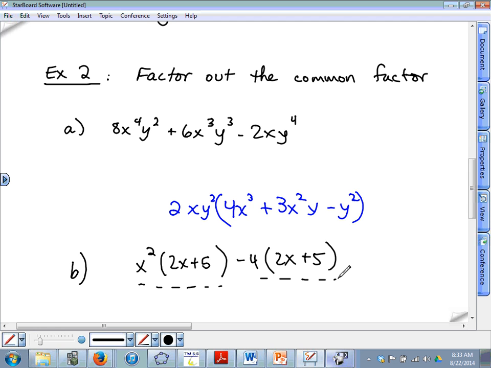You guys seeing this? You can't cancel them out, but you can factor it out. I'm going to factor out that common factor right here, 2x plus 5. I factored out that common factor. What's left over now that I factored out the 2x plus 5? X squared minus 4.